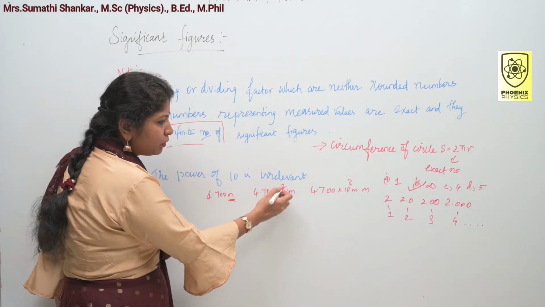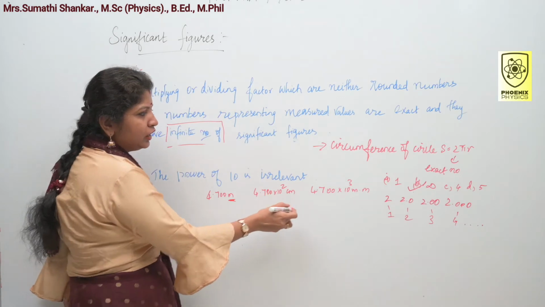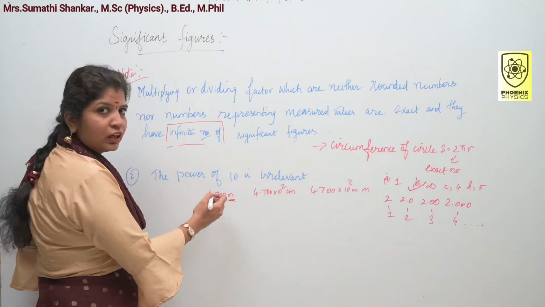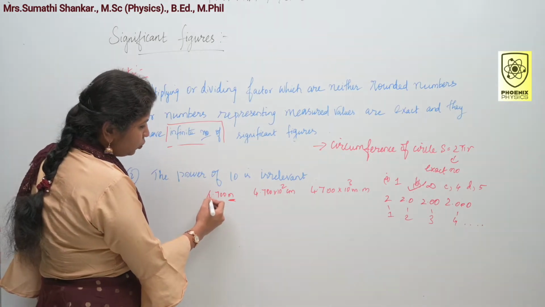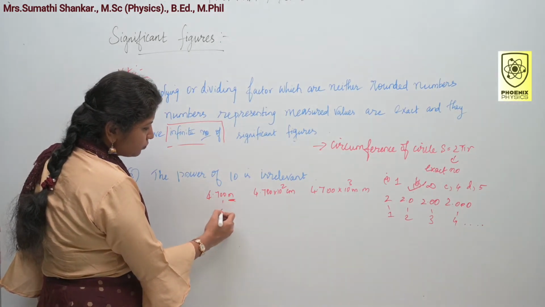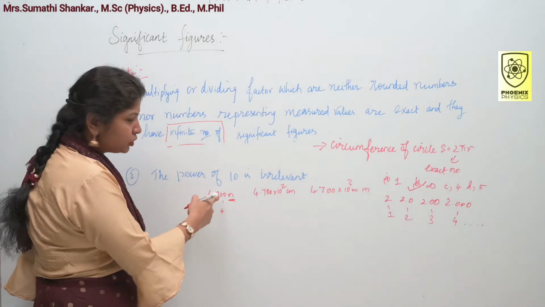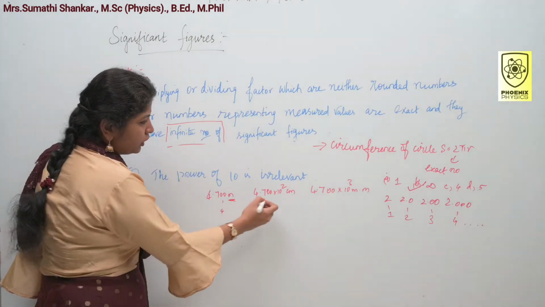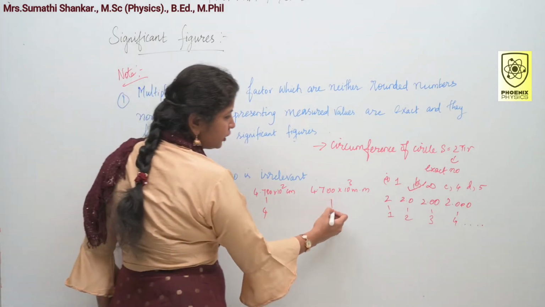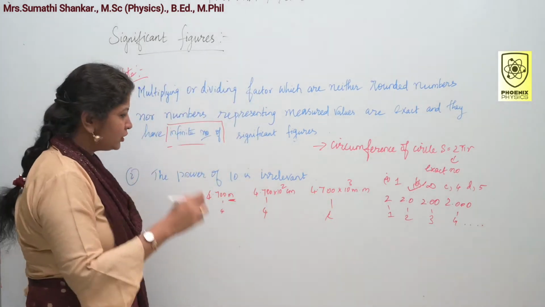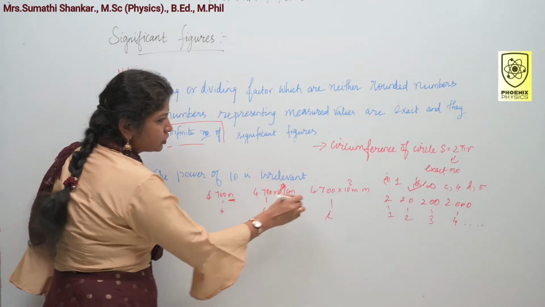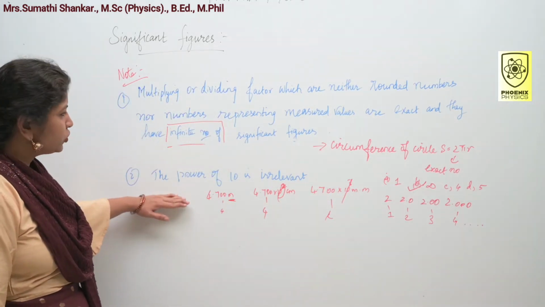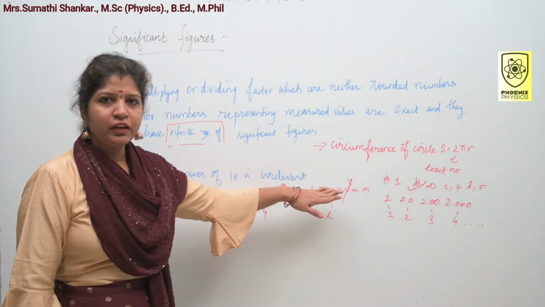4.700 into 10 to the power of 2 centimeter, then millimeter. Here, what is the significant digit for this number? 1, 2, 3, 4. Why am I adding trailing zeros? Because it is in the decimal number. So 4, here also 4 and here also 4. So we are not considering the powers. The second point is the power of 10 is irrelevant.